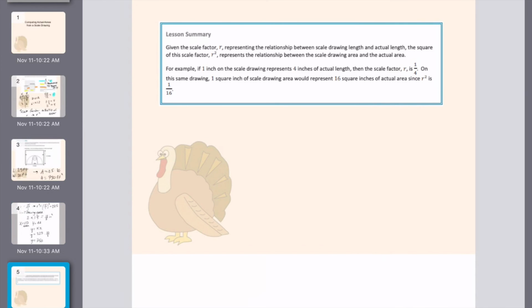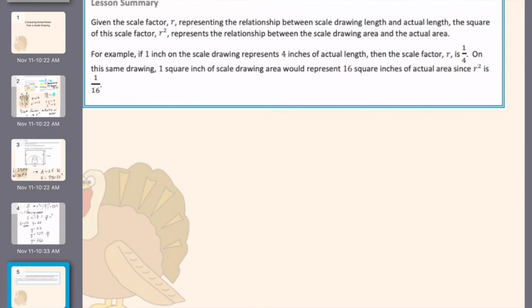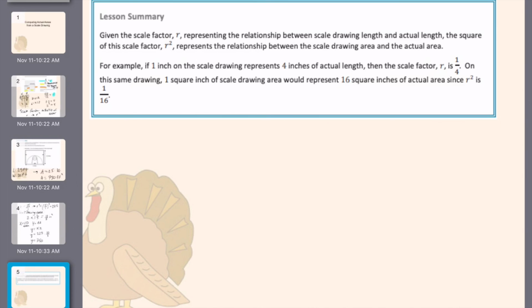So our lesson summary, and let me zoom in a little bit here if I can. Whoops, too much. So given the factor r representing the relationship between scale drawing length and actual length, the square of this scale factor, r squared, represents the relationship between the scale drawing area and the actual area. So that's important to know. R is for scale drawing lengths and actual lengths, our lengths. R squared takes us into that second dimension when it comes to scale drawing area and actual area.